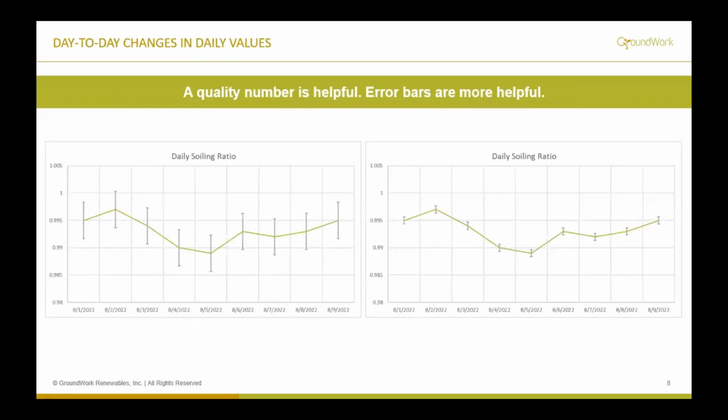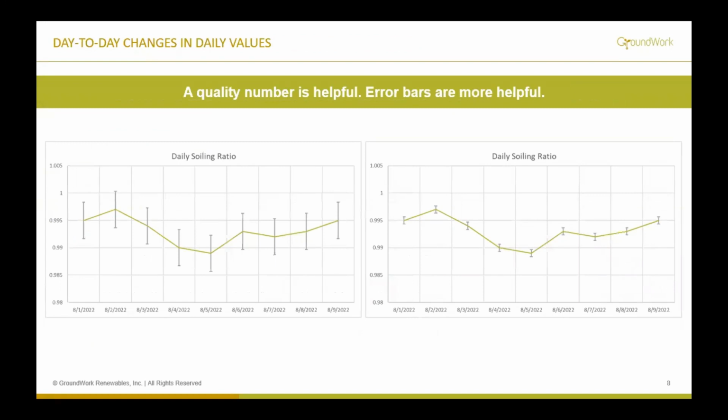The challenge with filtering and averaging to a daily value, which is what the standard recommends, is that even if you have a quality number, that number doesn't tell you much about the spread in the data over the course of the day. So when the error bars are unknown, it's hard to know if the ups and downs over the course of a day are real or if they're in the noise.